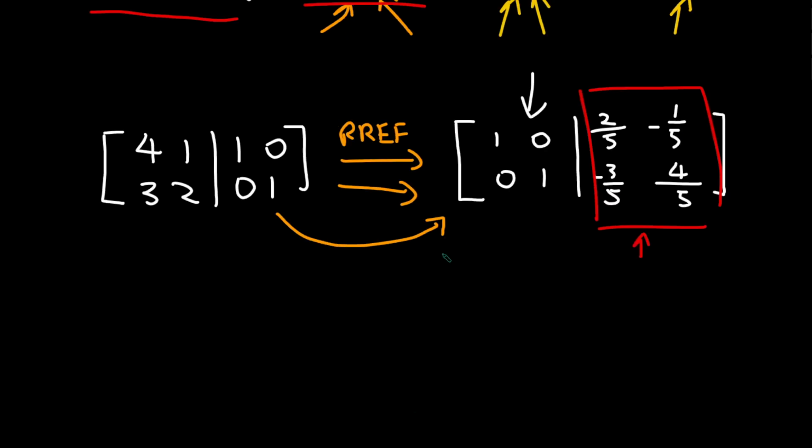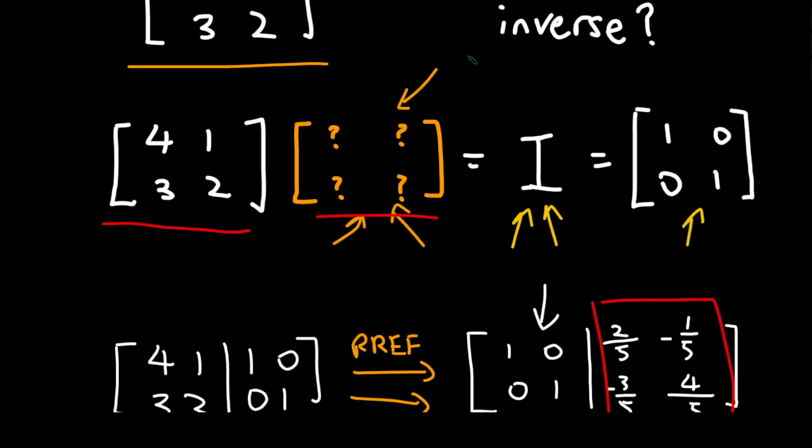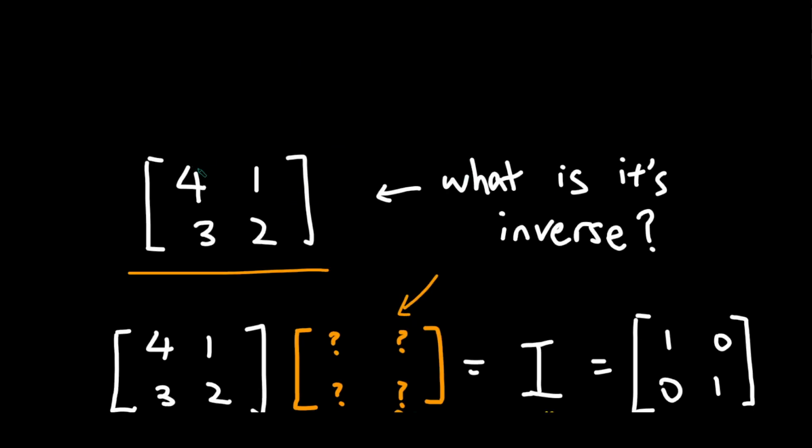So the matrix 2/5, -1/5, -3/5, and 4/5 is going to be the answer to our question, what is the inverse of 4, 1, 3, 2? Now, how do we prove this?